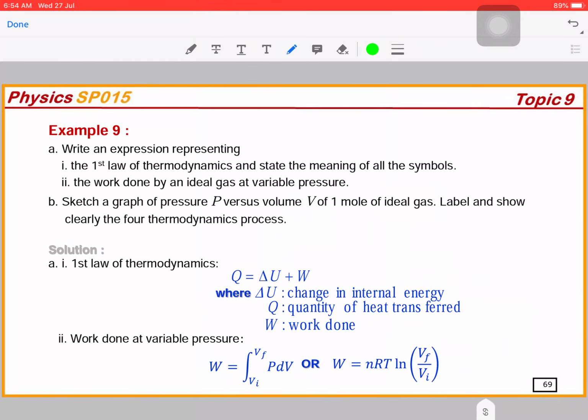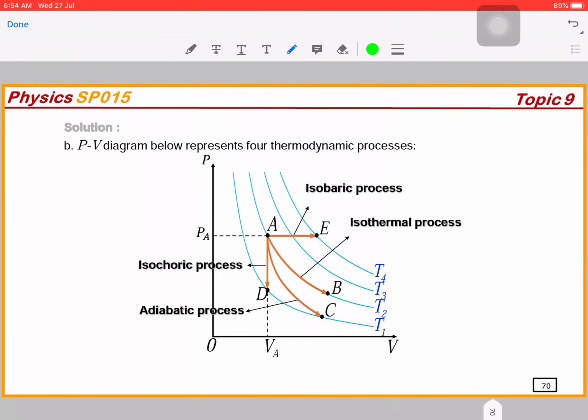Then work done in a variable process, so W is equal to the integration from VI to VF of P dV, or W is equal to nRT ln VF over VI, once we have integrated it. So this is the diagram that you need to memorize. Please memorize this diagram. There are 4 processes. From A to B, that one is an isothermal process. From A to C, that one is an adiabatic process. From A to D is an isochoric process, and A to E is an isobaric process.